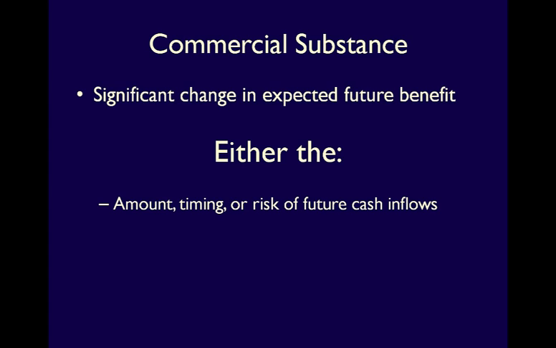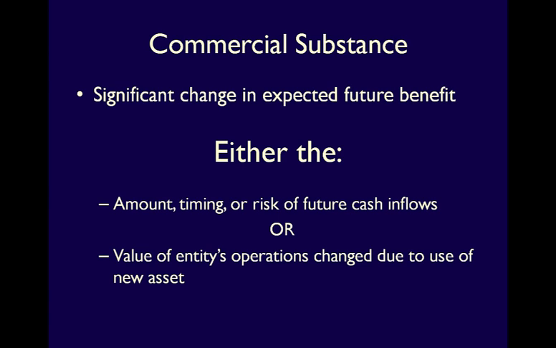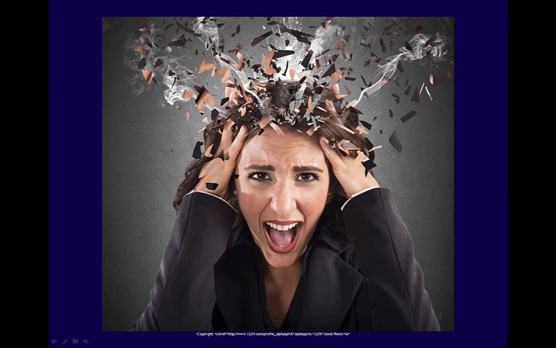Either the amount, timing, or risk of future cash inflows from the asset received is significantly different than that of the asset given up, or the value of the entity's operations has significantly changed due to the use of the new asset. Note that the concept of value here is specific to the part of the entity that exchanged the asset and not the whole entity. Now, I'm pretty sure that my explanation for commercial substance blew your mind, but it likely didn't clear up your understanding of what it is. So let's do a few examples to clarify.